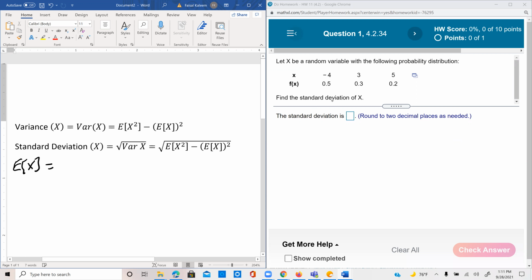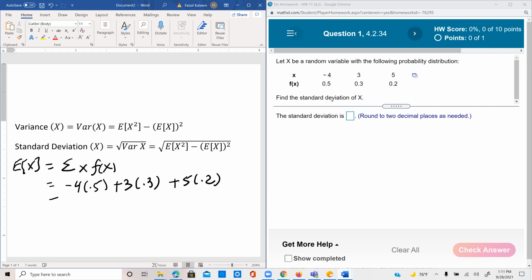which we know from previous lessons is summation of x f(x) in the discrete case, equals -4 times 0.5 plus 3 times 0.3 plus 5 times 0.2 equals, so that's -2 plus 0.9 plus 1. So 1.9 minus 2 is -0.1.